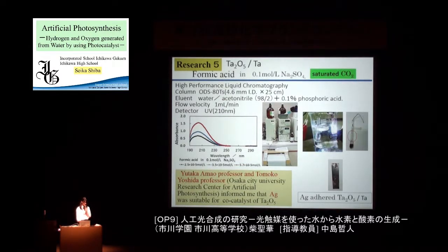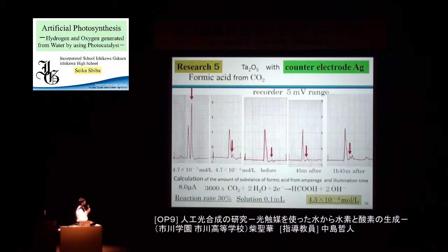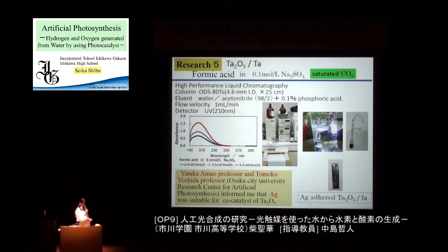Next, I produced a solution saturated with CO2 by immersing dry ice into sodium sulfonate solution. We wanted to see if formic acid could be detected as a reduction product. The solution was measured with high-performance liquid chromatography. Only a 20 nanometer solution can be used. Formic acid was observed at 210 nanometers, and a UV detector was used.